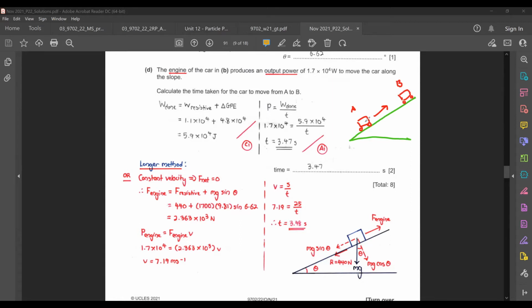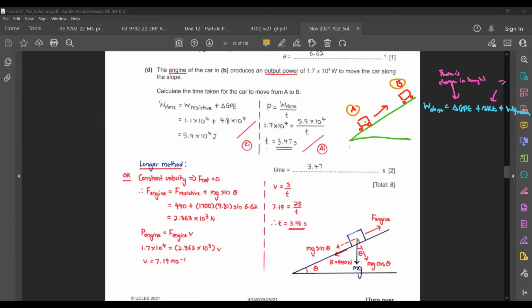Now we know that the car has an engine. The car engine is the one that produces power to move your car from A to B. Now there are a few energy changes that could occur here. What we can say here is that in general, the work done goes into changing the GPE, changing the KE, and also work done against friction. Why do I know there is change in GPE? Because there is change in height.